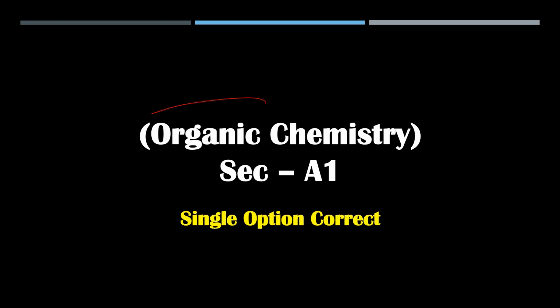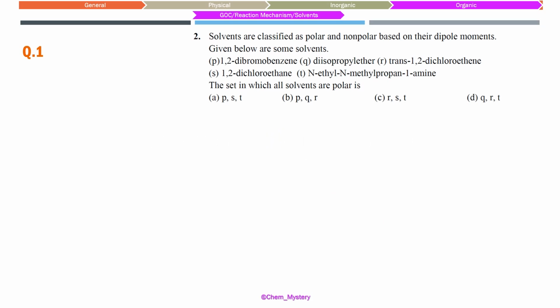And we are going for organic questions first. This is going to be section A1 where single option correct questions are there. The very first question is about the polarity of the solvents. Here we have been given some solvents, and the set has been given, and we have to choose the set in which all the solvents are polar.